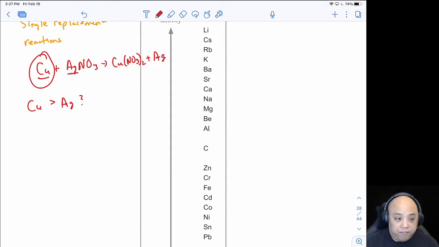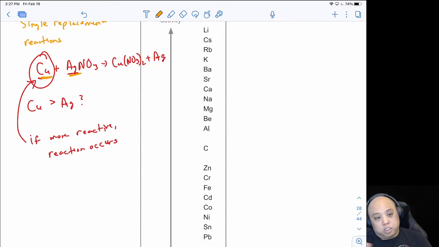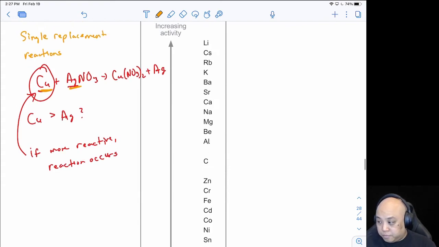And if this is more reactive, reaction occurs. Okay. If it's less reactive, then there's no reaction. So you would write no reaction as your products here. So when you look at this, you go, is this metal a better oxidizer than the metal that's already been oxidized in the compound? If it is, it'll force the metal in the compound to reduce to replace it in this. Okay.